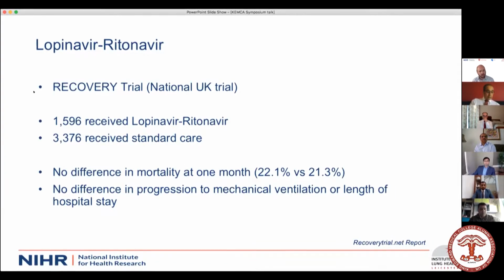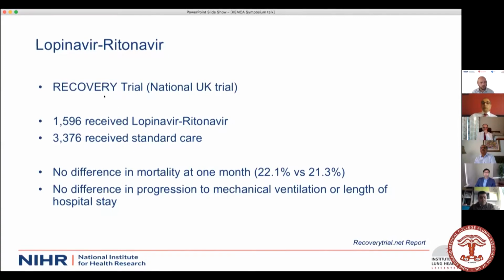So the Recovery trial, which I'll discuss a lot, is the national UK trial. For those of us on the call in the UK, we have to be very proud of our Recovery trial. We have recruited 12,000 patients across the UK into proper randomized controlled trials where people go into different arms. We are the only country where this is being done on a really good national level. The fact that we've recruited 12,000 patients also means that we've got power to test lots of different therapies against standard of care.